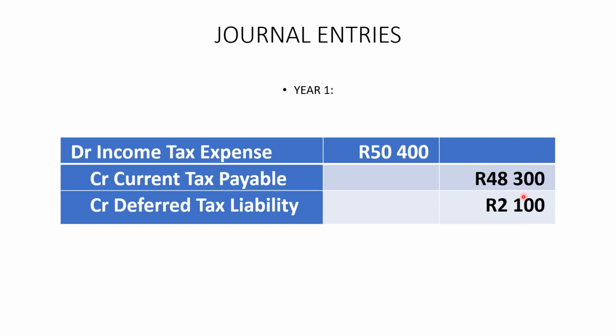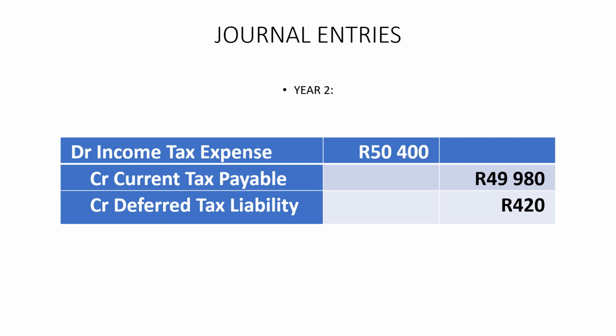Now, the difference. Can you see there's a difference? Why? Because in our books, we're supposed to pay 50,400. But from the tax perspective, they say, no, you're going to pay 48,300. But we know that we're supposed to pay 50,400. So, yes, we pay 48,300, but we remain with a liability that we're going to pay in the future. I don't know if you guys are seeing that. And this becomes a liability for us that we're going to pay in the future.